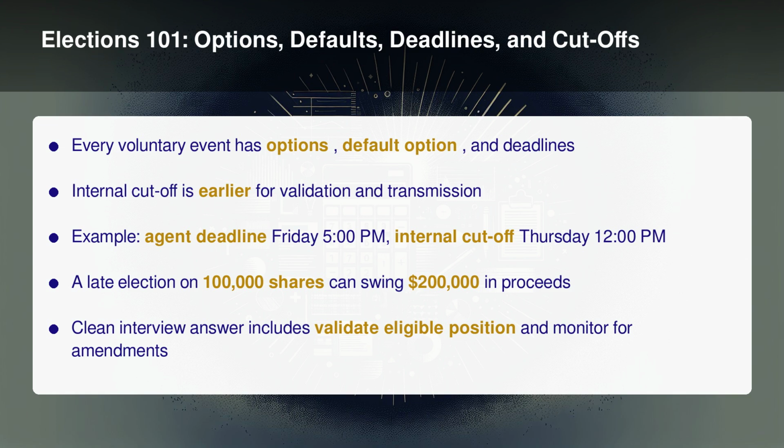For example, if the agent deadline is Friday 5 p.m., a custodian might set an internal cutoff Thursday 12 p.m. If a client sends Thursday 2 p.m., you may still reject it if your controls require 12 p.m. A clean interview answer includes controls. I validate eligible position, ensure no holds or blocks, capture election, confirm acknowledgement, and monitor for amendments. One late election on a 100,000 share tender can swing $200,000 in proceeds.